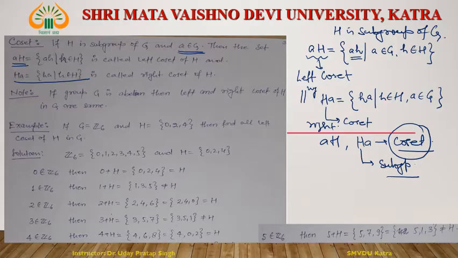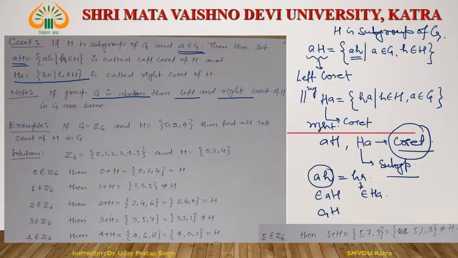See the result. If G is abelian, then its left coset and right coset are equal. If G is abelian, then aH is equal to Ha. This type of element is in left coset aH and this type of element in right coset Ha. If group is abelian, then aH is equal to Ha. This is the property.